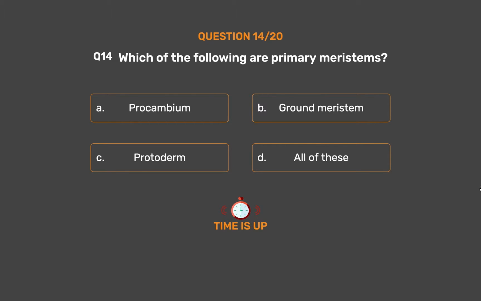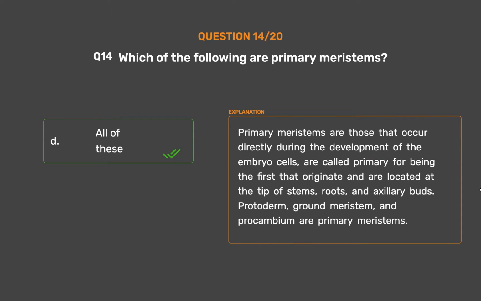The correct answer is option D. All of these. Primary meristems are those that occur directly during the development of the embryo cells. They are called primary for being the first that originate and are located at the tip of stems, roots, and axillary buds. Protoderm, ground meristem, and procambium are primary meristems.